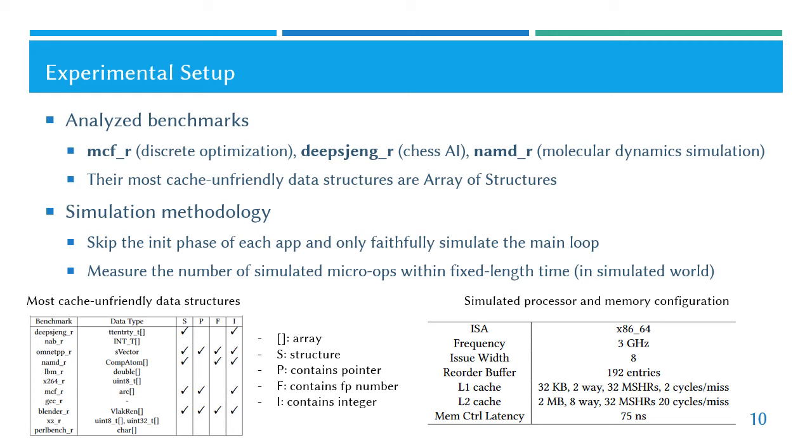F means it contains a floating point number, and I means that it contains an integer. For the simulation, we skip the initial phase of each application and only simulate the main loop. We measure the number of simulated micro operations within a fixed length of time in the simulated world. The configuration of the simulated processor and memory are shown on the bottom right.